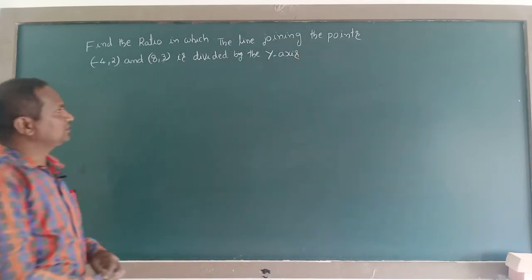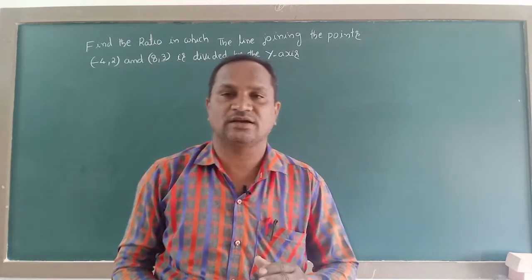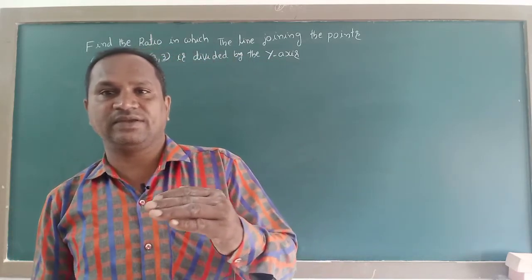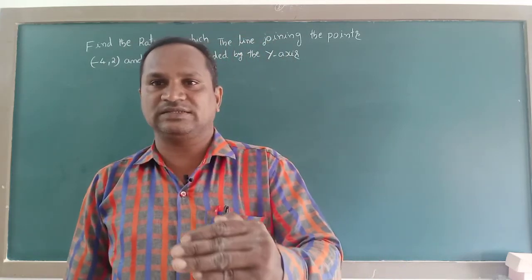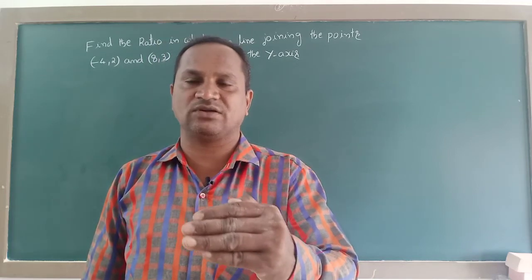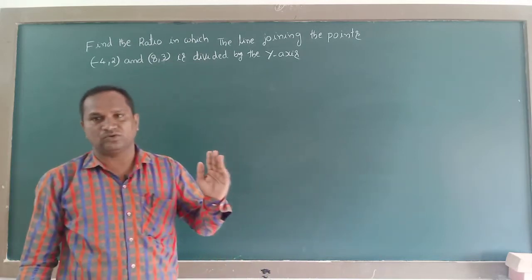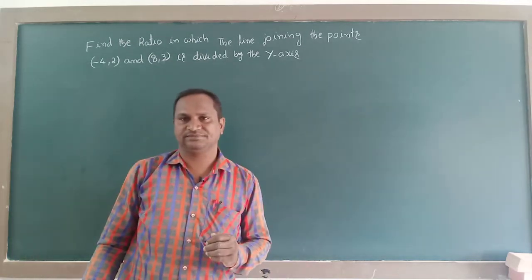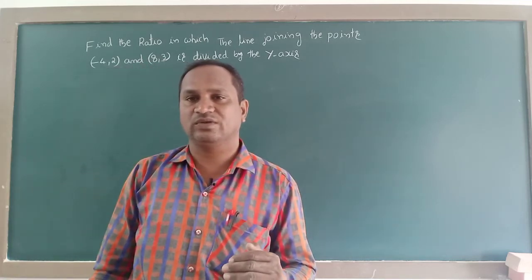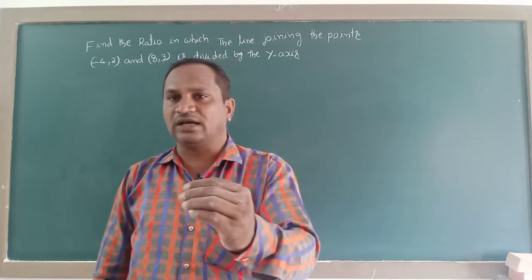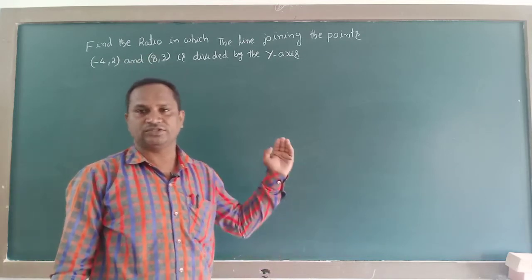Here they are asking about division by the y axis. That is, the division point lies on the y axis. When a point lies on the y axis, the first coordinate value is always equal to 0. So here the division point P is equal to 0 comma y, where 0 is the known value and y is the unknown value. With the help of that known value we are going to find the ratio. Now let us give the solution for this question.